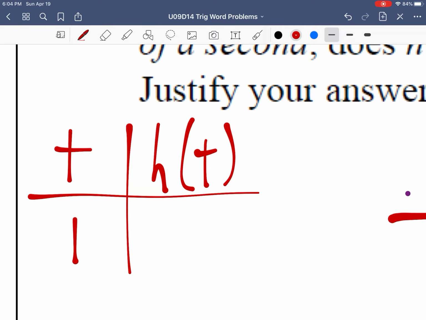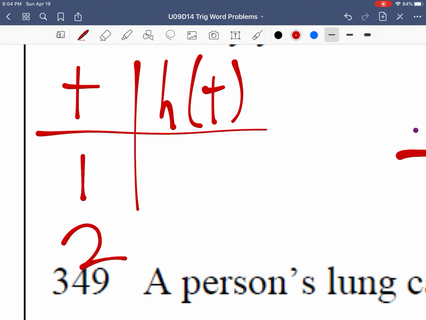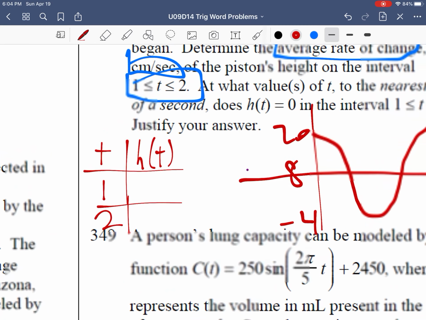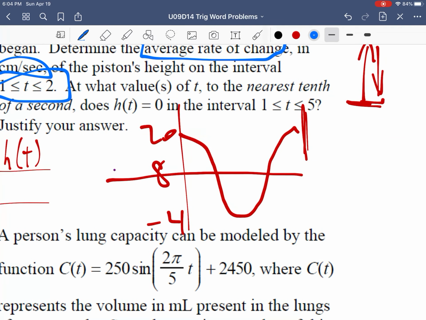The t values are between 1 and 2 seconds. So that's going to be somewhere on this graph. Let's say that was from here to here, just as an estimate. Let's say that was 1 second, and this was 2 seconds. We want to know the slope between those 2 points. So this is 1 something and 2 something, and we need to figure out what those are.